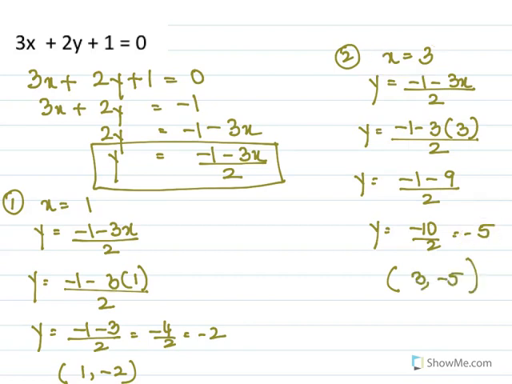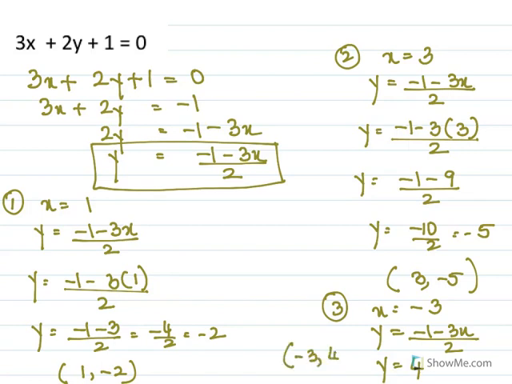So 3, minus 5. In the same way for the third one, you put x equal to minus 3. Substitute in y equal to minus 1 minus 3x over 2, and you'll get a value of y. And y will be equal to 4. That means this point now is minus 3 comma 4. So you get the 3 points.